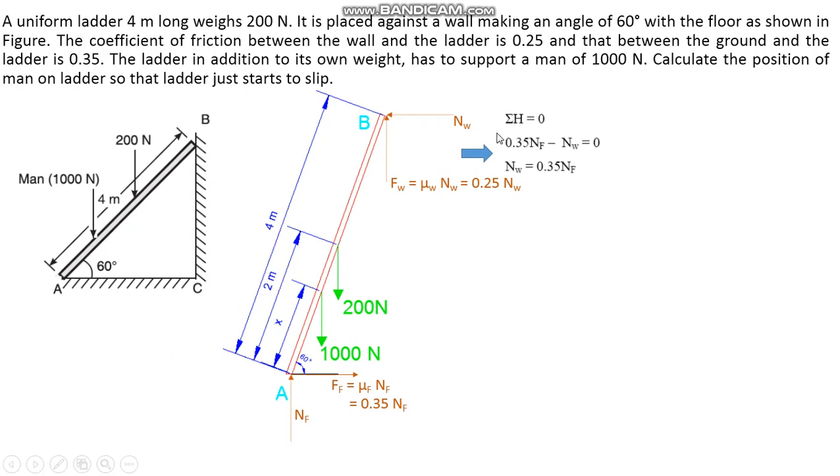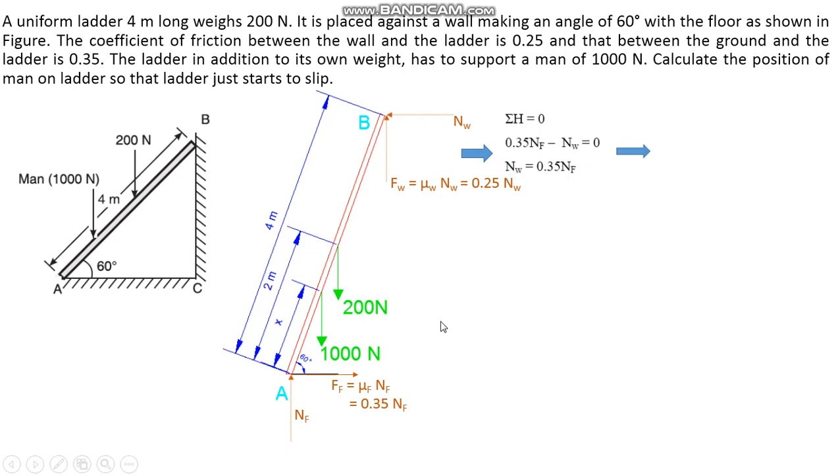If we take summation of H equals 0, the sum of horizontal forces, we have only two horizontal forces, FF and NW. FF is going to the right side, so we take it as positive, and FF is given as 0.35 NF. So 0.35 NF minus NW equals 0, and you'll get NW equals 0.35 NF.